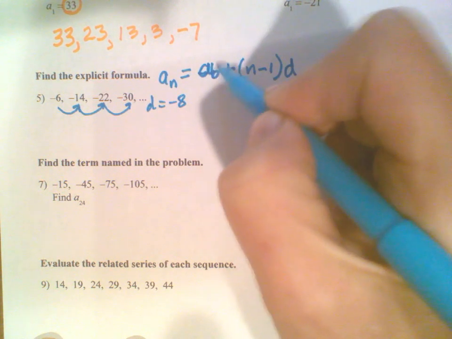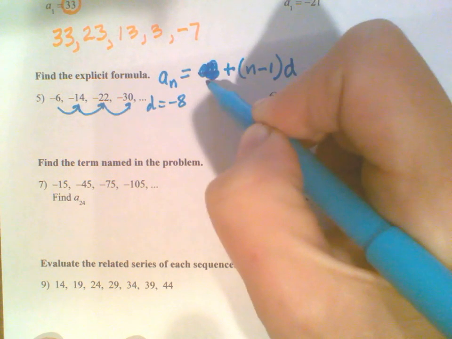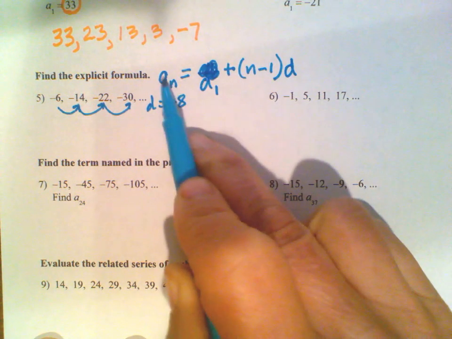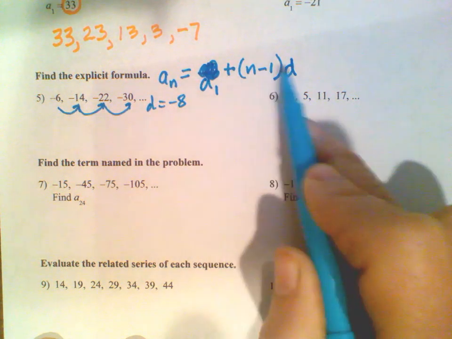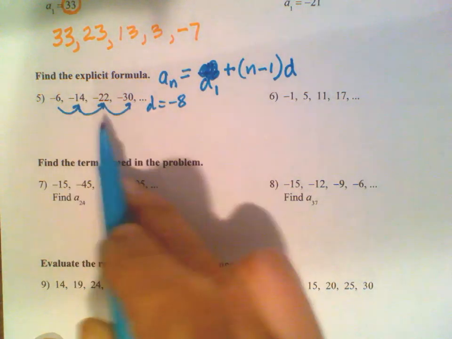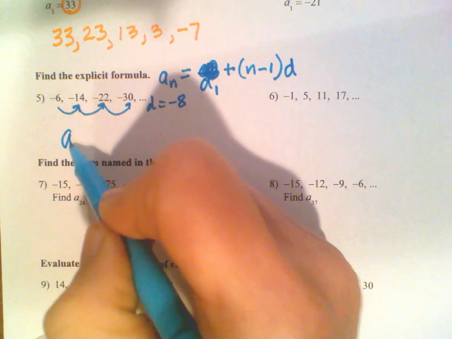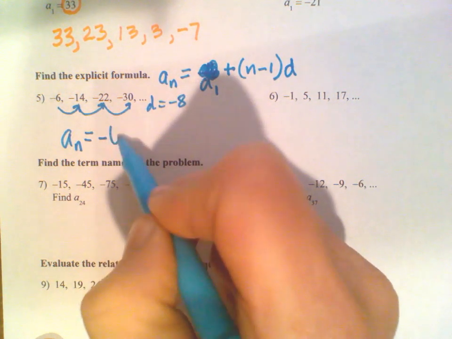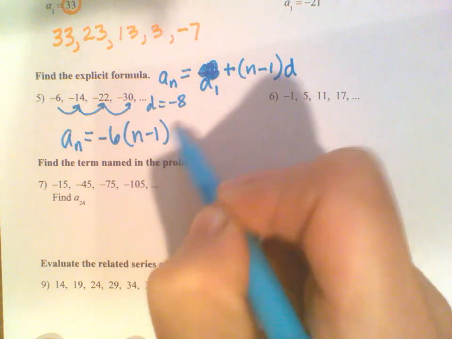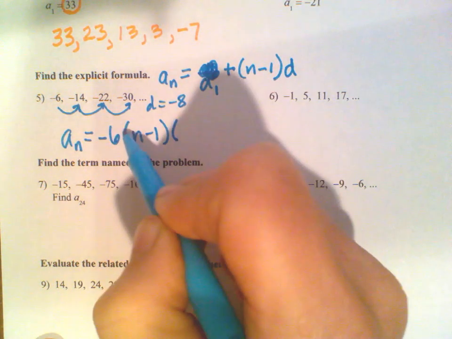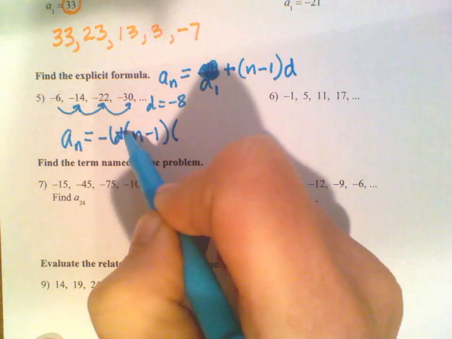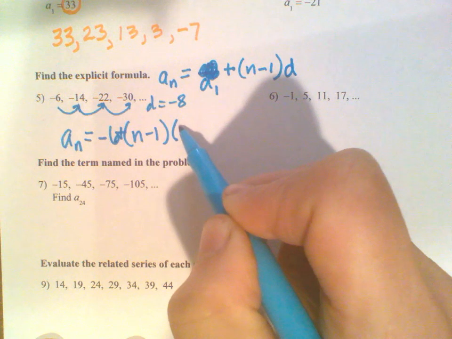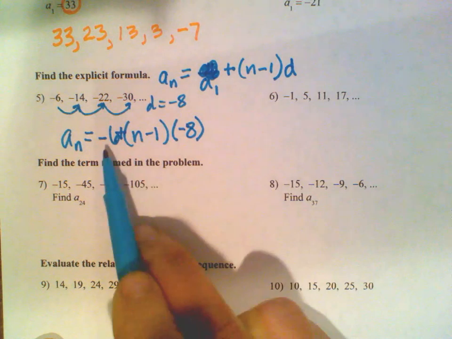I don't know what I was doing here. This is a sub 1. So the formula is a sub n equals a sub 1 plus n minus 1 times d. So now let's put it in this one. This is a sub n equals a sub 1 plus n minus 1 times d. Well, that was painful. Sorry about that.